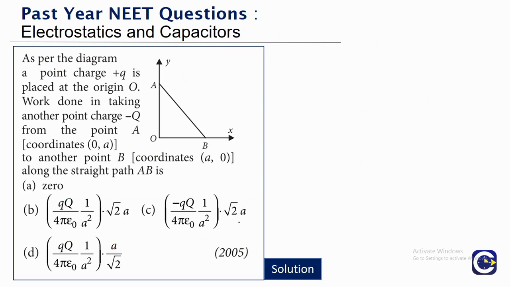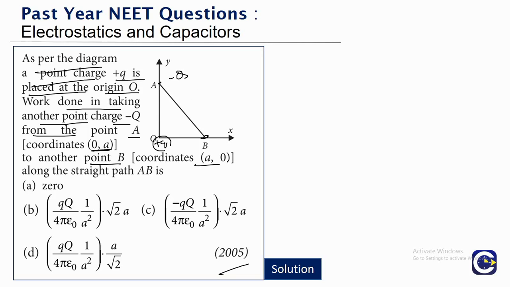We'll go to the next question. This one has come in 2005. As per the diagram, point charge plus Q is placed at the origin. So at the origin we are keeping a point charge plus q. Work done in taking another charge minus q from point A, whose coordinates are (0, a) on the y-axis. We are taking a minus q charge from point A to another point B.